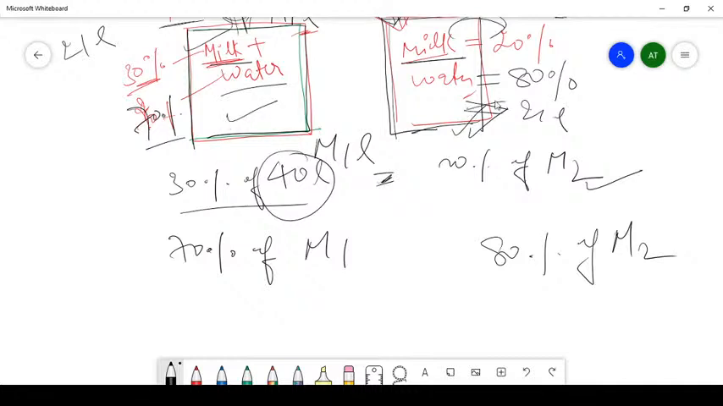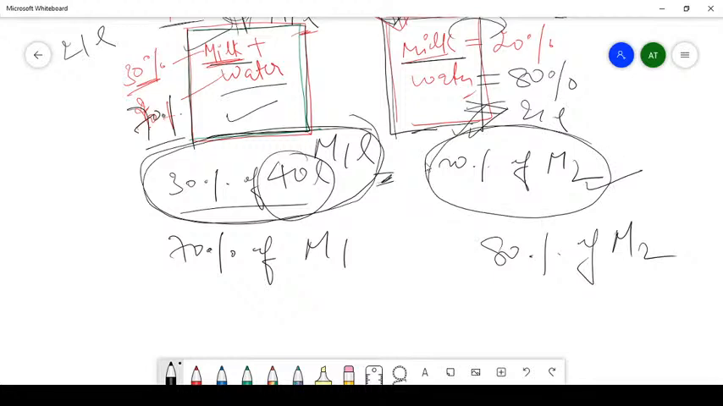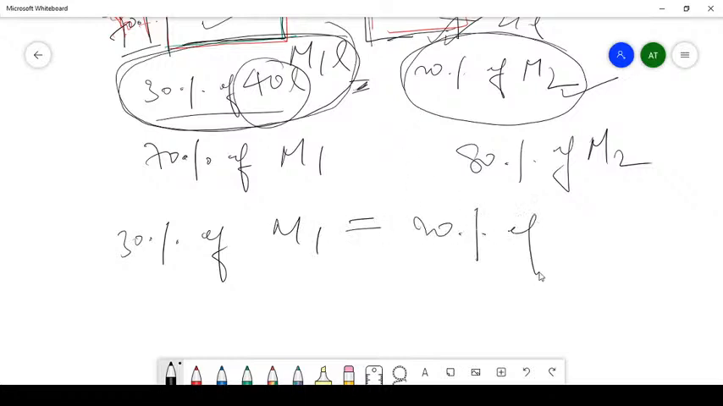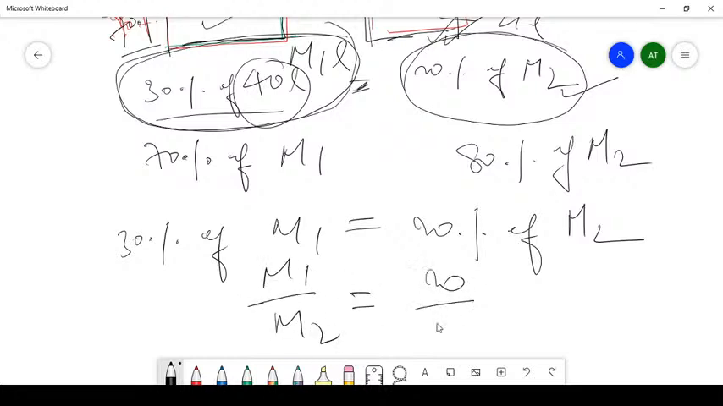But we know the quantity of water is changed, but the quantity of milk in this vessel and this vessel remains constant, it is going to be the same. That means if you calculate the quantity of milk from here, and if you calculate the quantity of milk from this expression, it is going to be the same. It is not going to change. That means 30% of m1 must equal 20% of m2. That means m1 by m2 is equal to 20 by 30, that means 2 by 3.